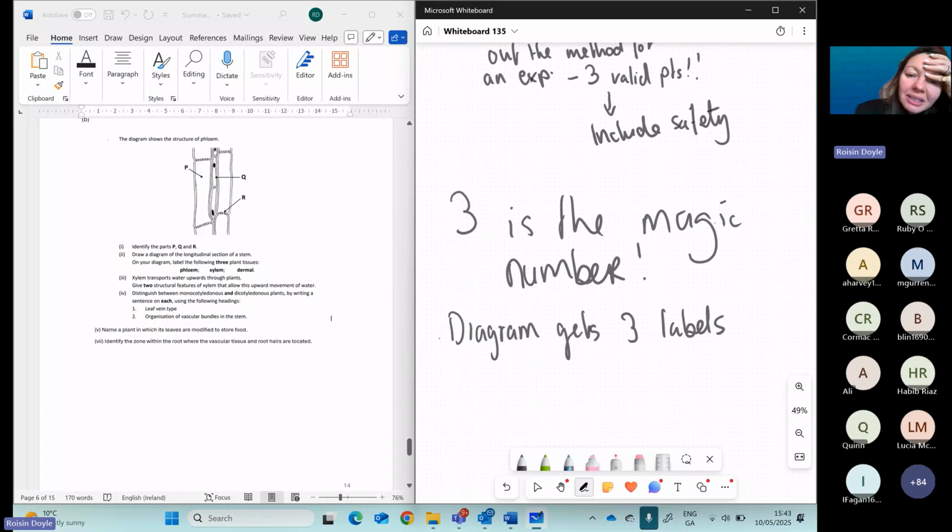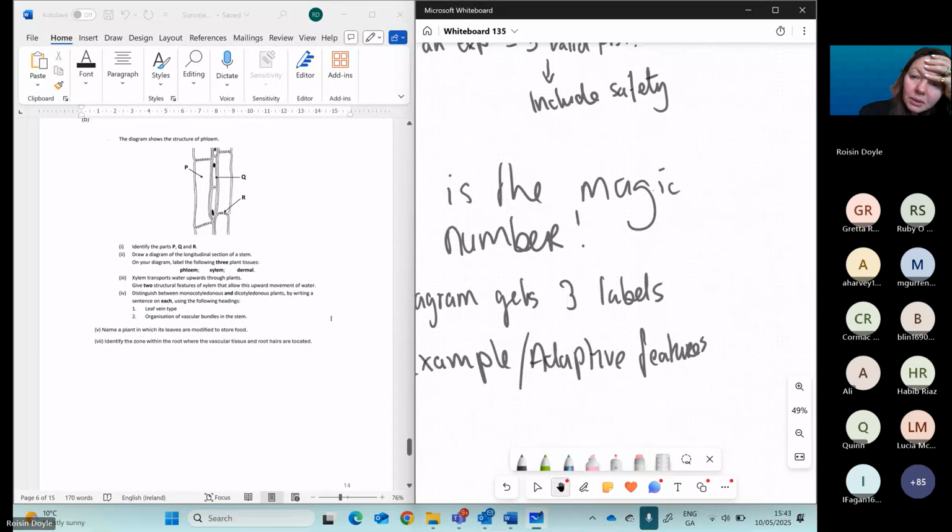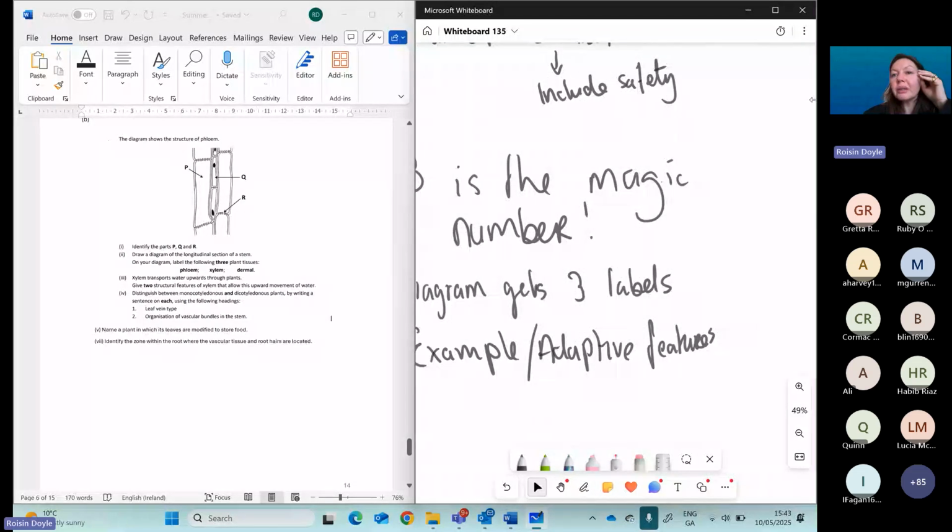If I need to know examples or adaptive features, how many, Róisín? Always 3.